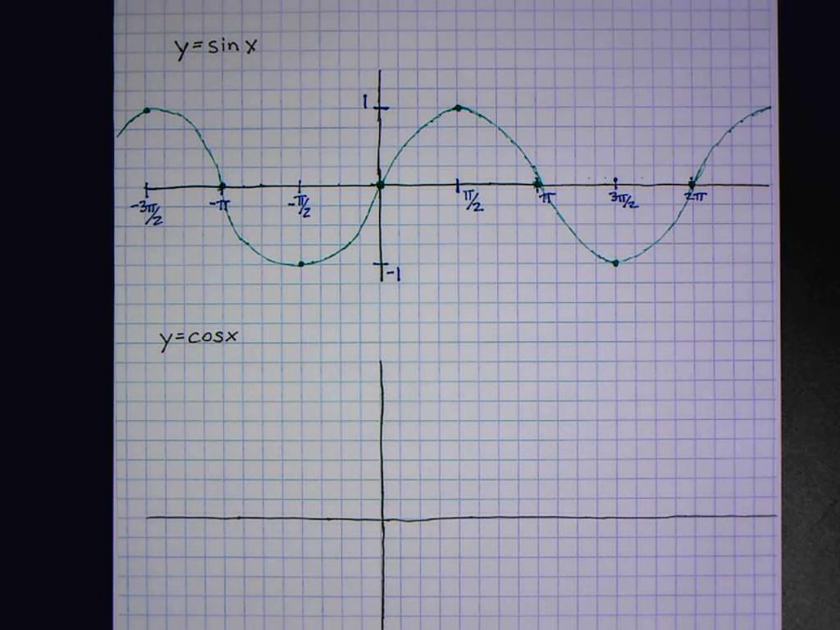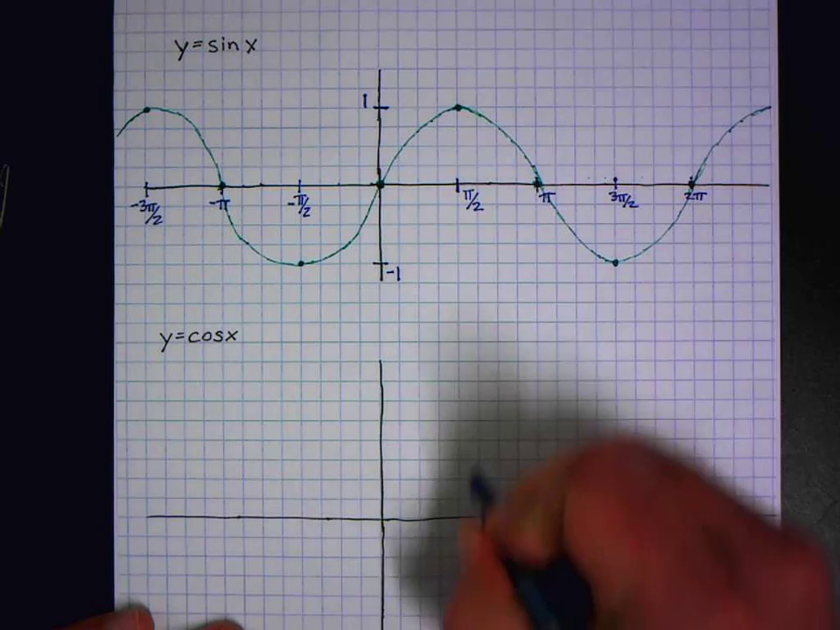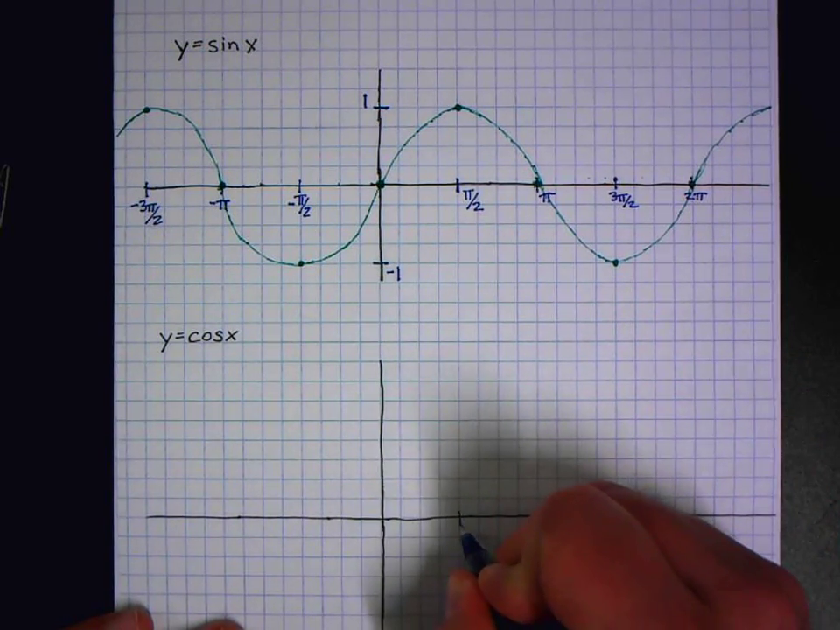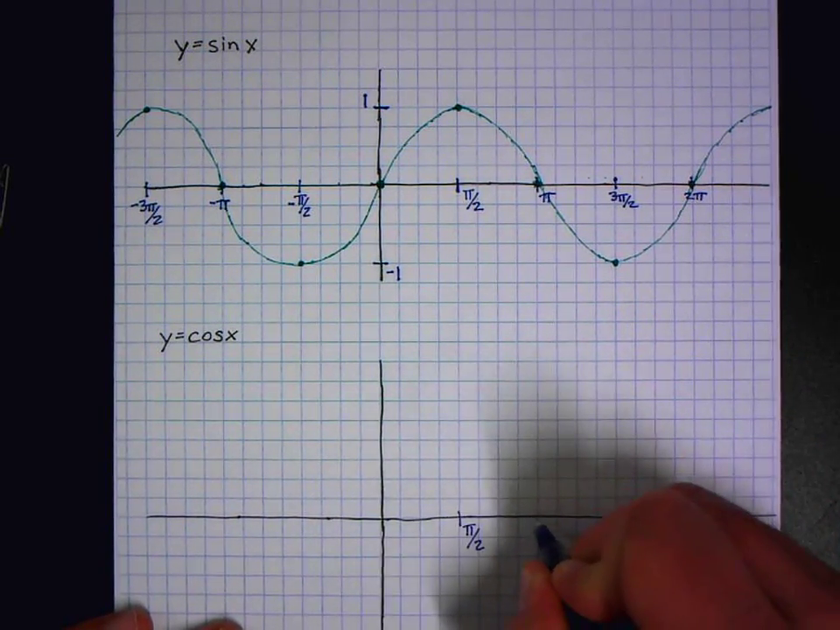All right, so cosine, we can copy down all our units for cosine, because we're going to use the exact same units for it.